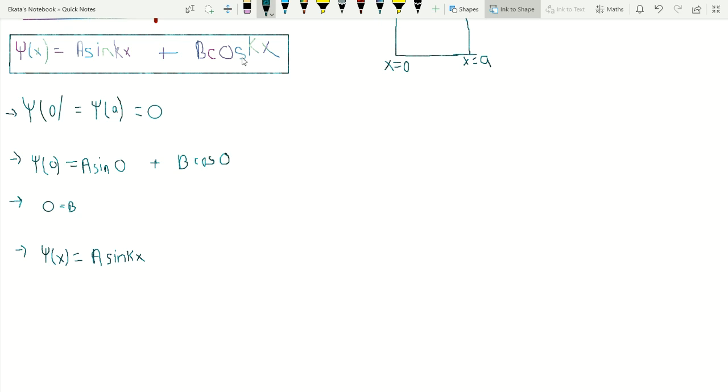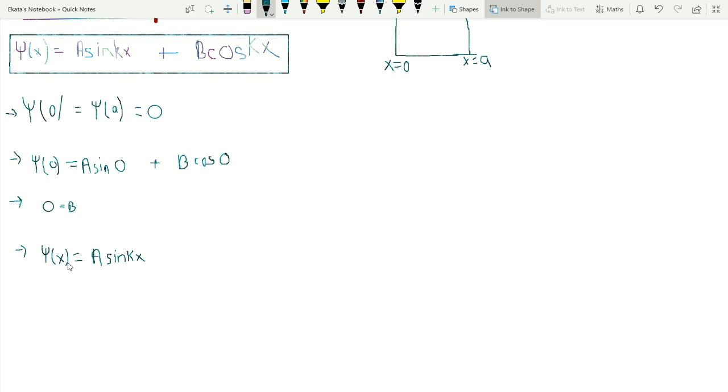So now we reduce this wave function equation to psi(x) equals a sine kx. Remember, this is time independent. This is not similar to the wave function psi(x, t).